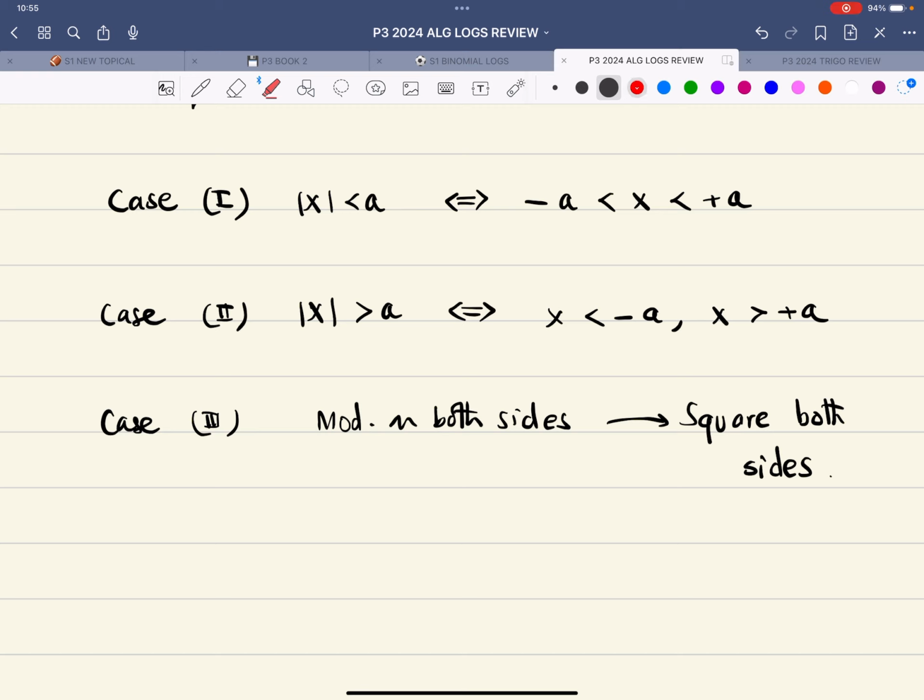The main thing that I need to focus on is this, that when there is modulus on the left hand side and there is a lesser sign, that is how we open it up. And then when there is a greater sign, that is how we open it up. And then when there is modulus on both sides, we square both sides. We actually square both sides.